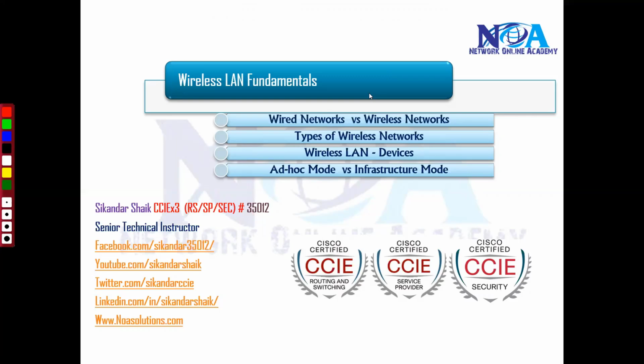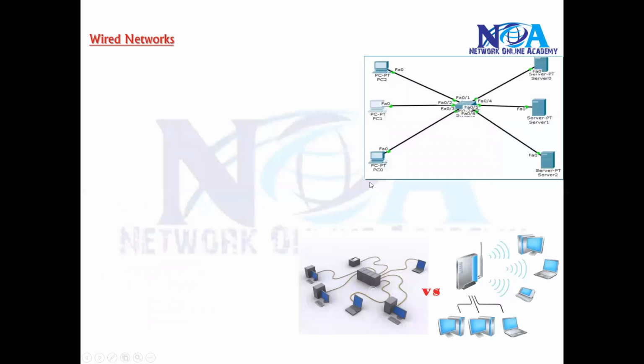And probably in the next videos, we'll also talk about the different types of wireless networks we have and the wireless LAN devices, the different devices used in the wireless LAN infrastructure. And also we'll try to understand the difference between the ad hoc mode and the infrastructure mode. So probably here we'll be talking about the difference between the wired and the wireless networks. So let's get started. So the first thing, we'll try to understand the wired networks.